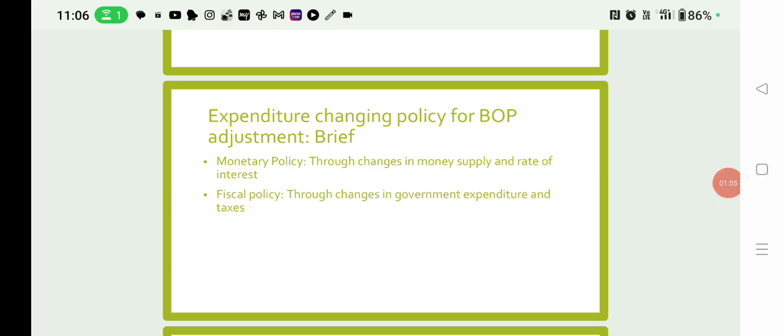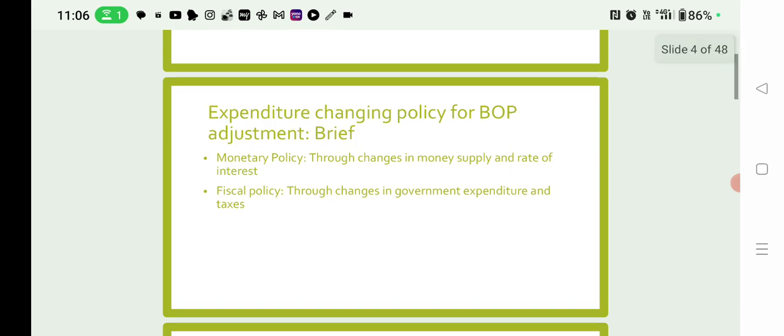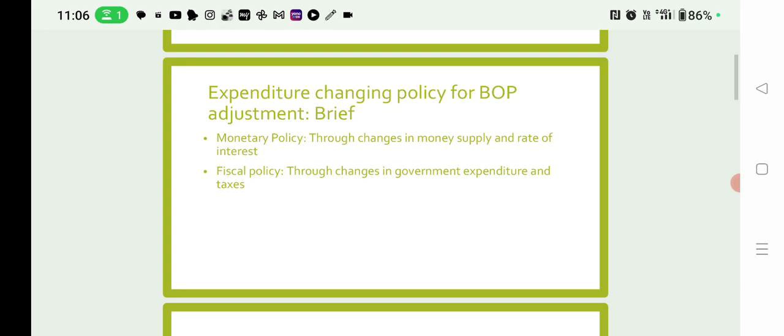So deliberate measures are three: expenditure changing policy, switching policy, and exchange control measures. So under the expenditure changing policy for BOP adjustment, two policies are applied normally: monetary policy and fiscal policy. So through monetary policy, balance of payment equilibrium is possible through changes in money supply and changes in rate of interest. So that will bring back the balance of payment equilibrium.